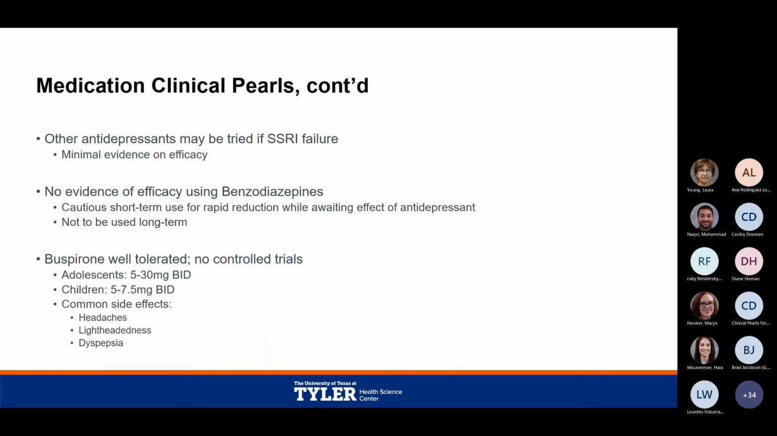Now, the benzodiazepines have not been shown to have efficacy in controlled trials for anxiety disorders in children and adolescents. They can be cautiously used in the short term to achieve rapid reduction in anxiety symptoms while waiting for the antidepressant to take effect, but they should not be used in the long term.